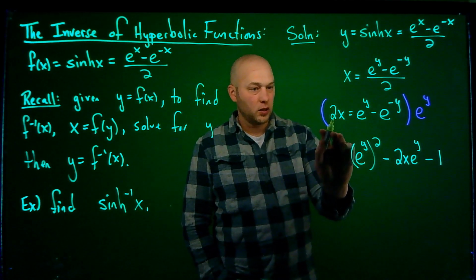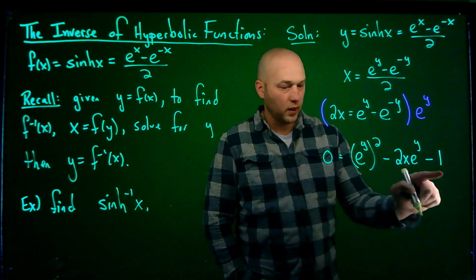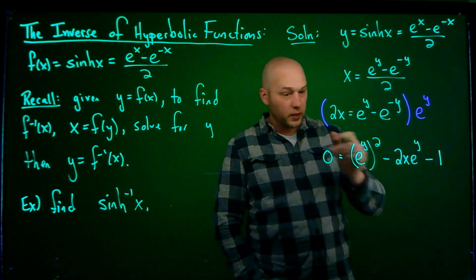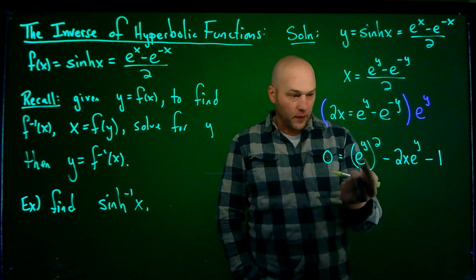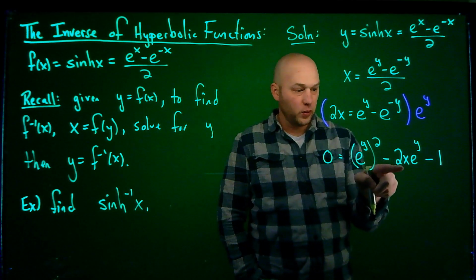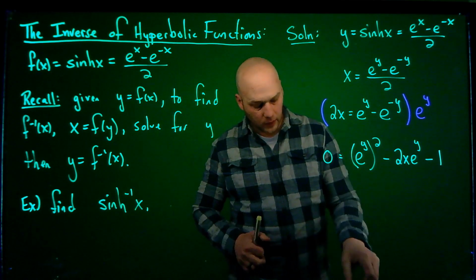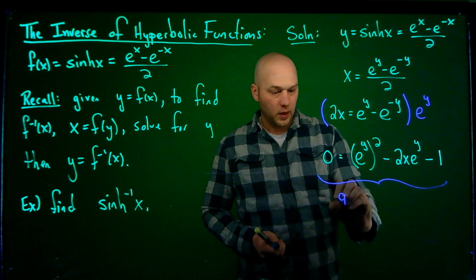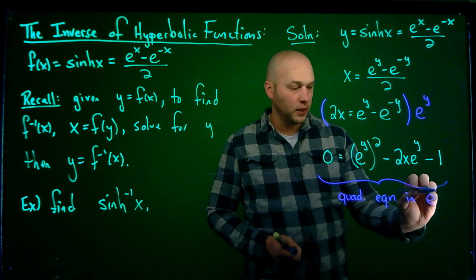Now this was, remember, I subtracted this term over, so to write this as an equation, I would have this whole thing set equal to 0. In order to solve this, notice that I've got the square of e to the y, I've got e to the y, and then I've got a constant. The coefficients of those are either constants or at most expressions in x. Therefore, this equation is a quadratic equation in the variable e to the y.